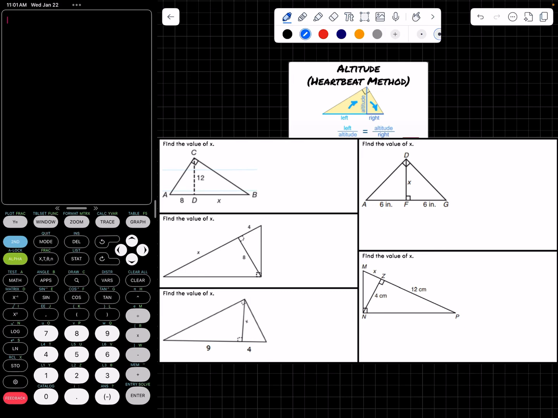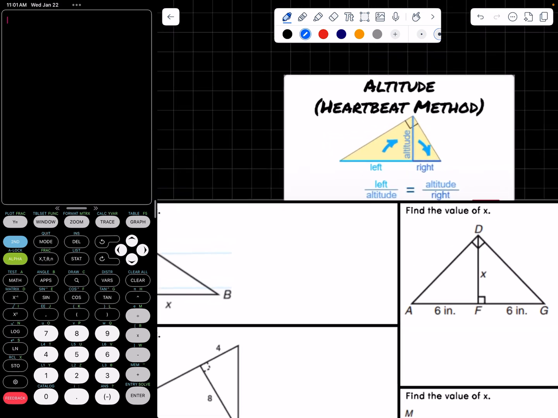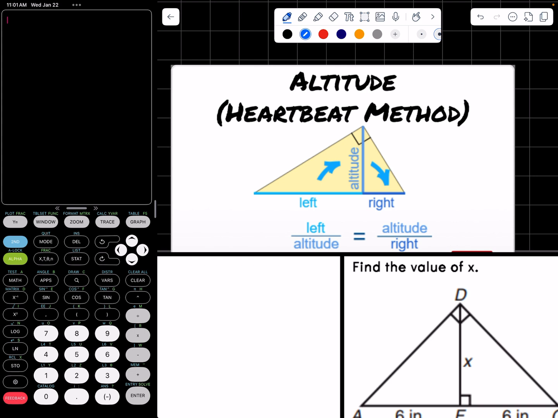So with our altitude, when we're given the altitude plus both pieces of our hypotenuse for the larger triangle, we have what we call the heartbeat method. And as you can see, we've got that proportion up here: left over altitude equals altitude over right. And the way we draw that, we've got four different pieces, but we start over here on the left, we trace our left side, we go up our altitude, down our altitude, and to the right for piece 1, 2, 3, and 4. So that is going to be our heartbeat method.